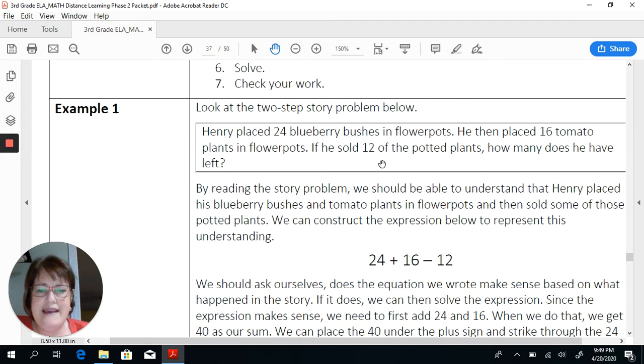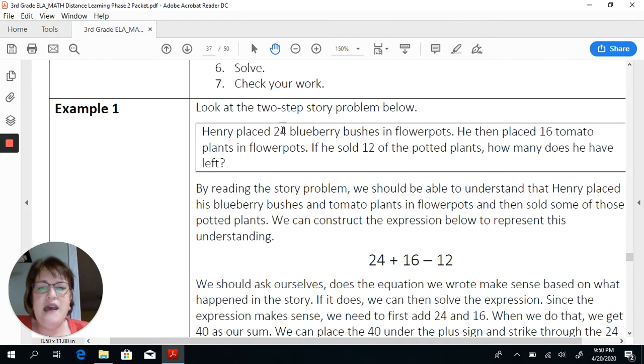Let's remember that we can easily have a math movie in our heads whenever we're solving these word problems. Let's tackle them, boys and girls. They're not as hard as they seem sometimes. Henry placed 24 blueberry bushes in flower pots. I'm actually picturing Henry placing 24 of these blueberry bushes in the flower pots. He then placed 16 tomato plants in the flower pot. So basically, he's adding 16 to the 24. If he sold 12 of the potted plants, how many does he have left?